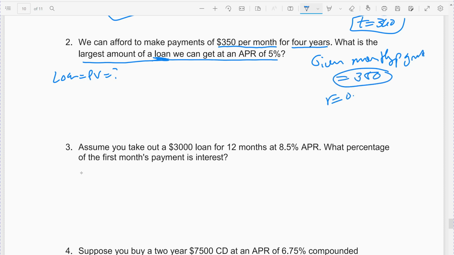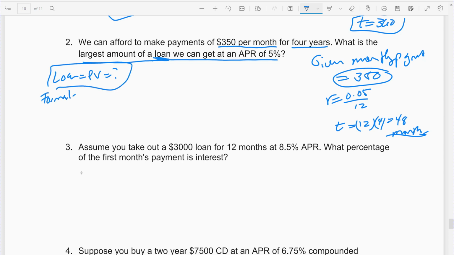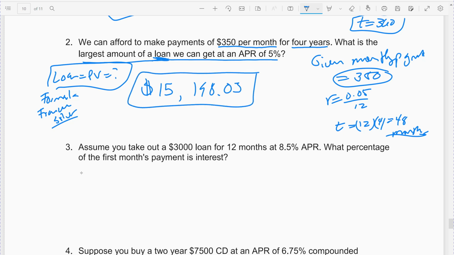Your interest rate is 0.05, divided by 12. Your T is 12 times 4, for 4 years, which is 48 months. That's how many payments you're going to make. You know your monthly payment, so find your loan principal, again either using the formula or the finance key. Either way, when you type it all out, you should find that you can borrow $15,198.03. I'm going to round to the penny, because most problems ask you to round to the penny.